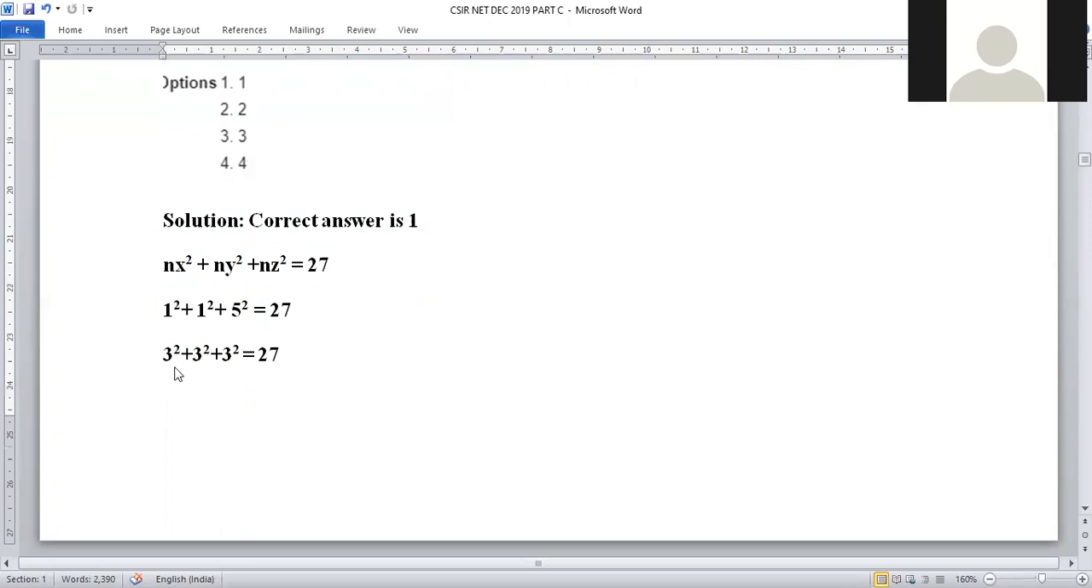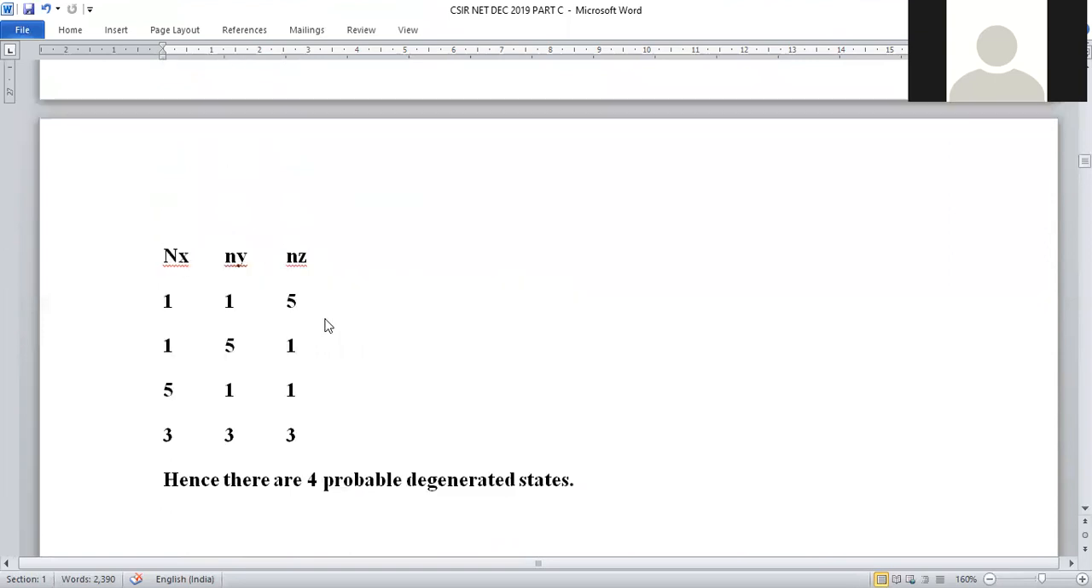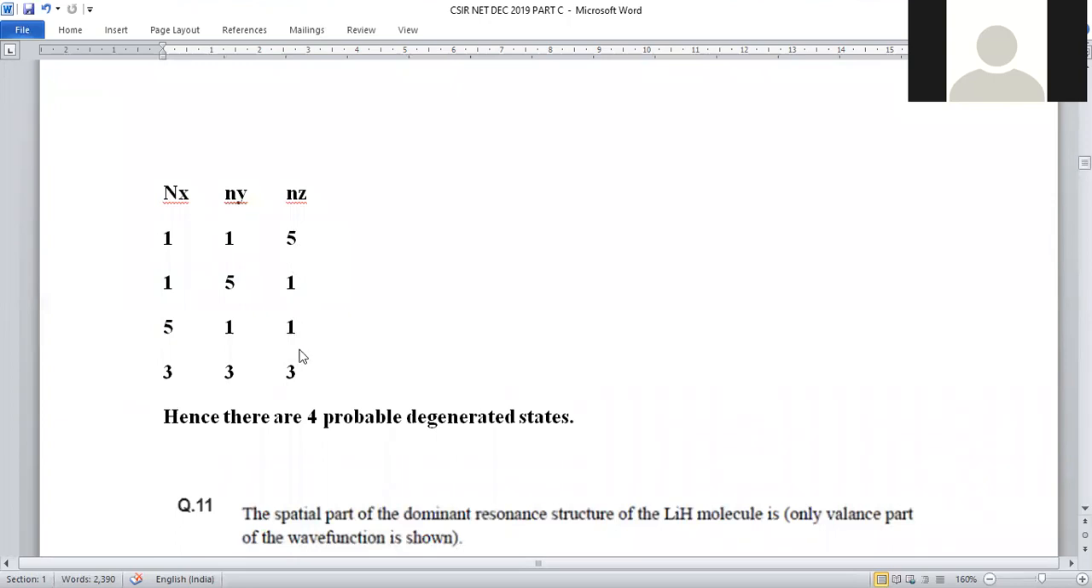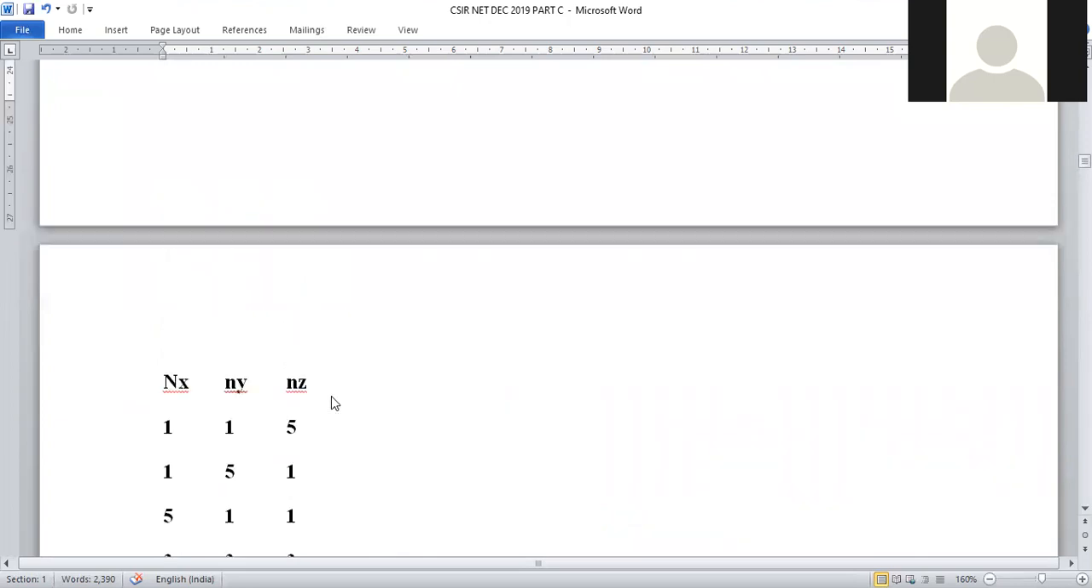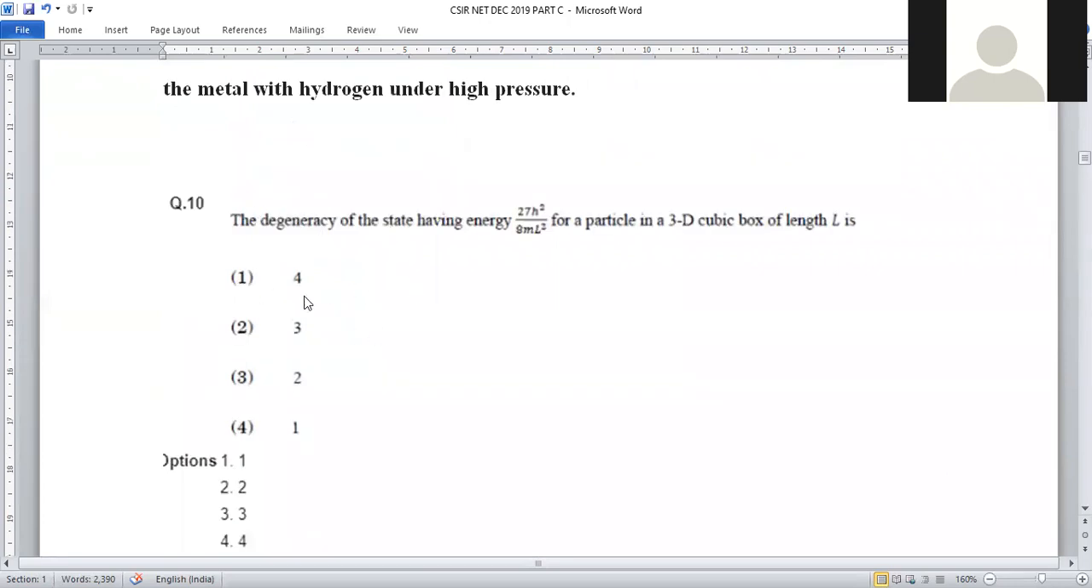And the second term is given as 3 plus 3 plus 3, 27, where it is not possible to replace because all three are identical in nature. The probable orientations are 1, 2, 3, and 4. So 4 degenerate states are available. Hence, for this question number 10, option number 1 is the right answer.